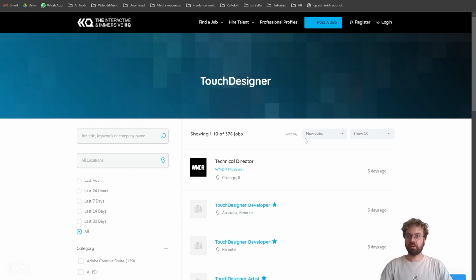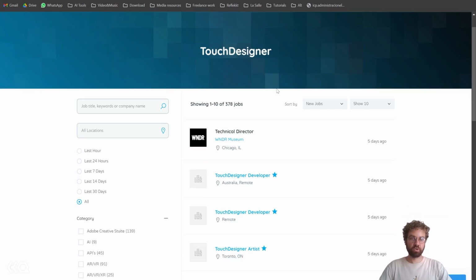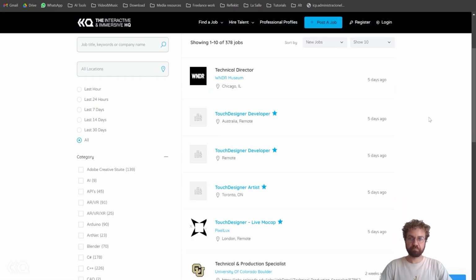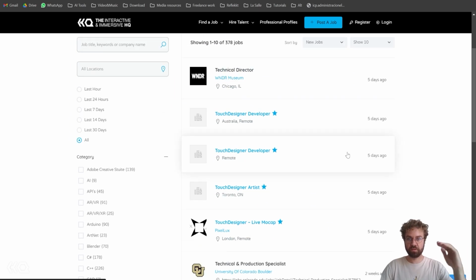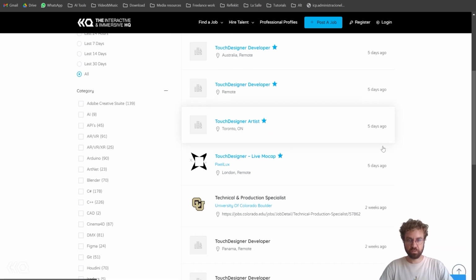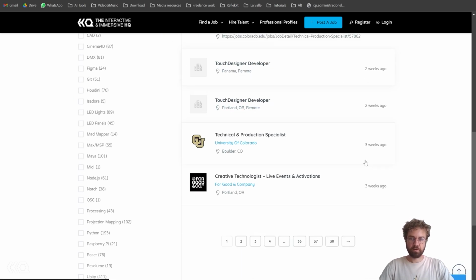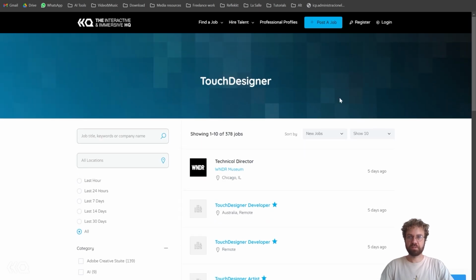And then the Interactive and Immersive HQ also has a job board, which is also regularly updated. And I'm also looking frequently in here. Also in the newsletter, there's always some job listings. So you can also find remote work here, or also in America or Canada, or here's also one from London. So this is definitely worth it.